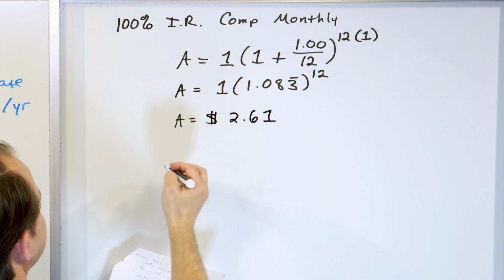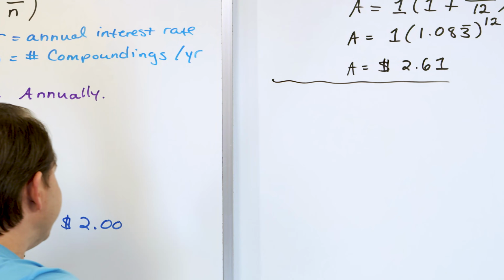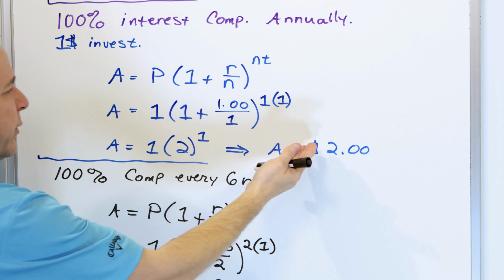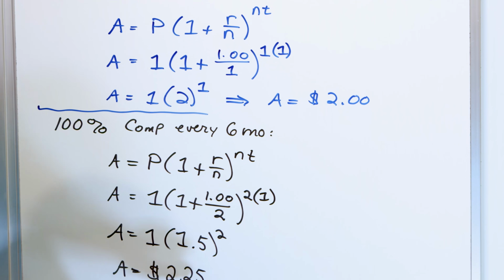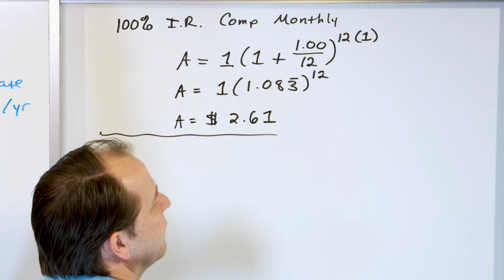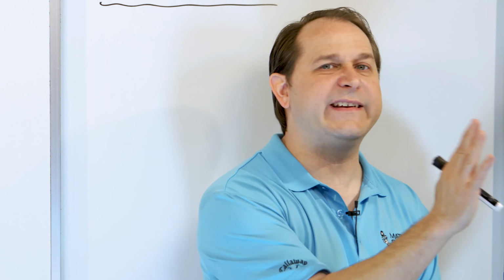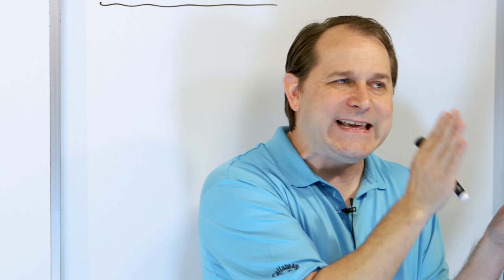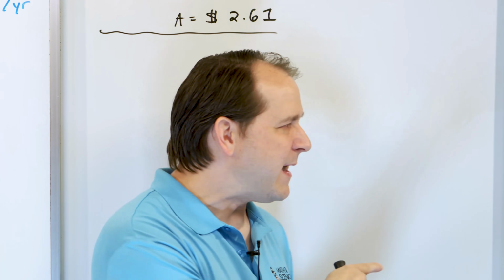$2.61. So notice when I compounded annually just 1 time a year, I got $2. When I did it every 6 months, I got $2.25. And whenever I do it every month, that's $2.61. So people like Euler wondered, what would happen if I compounded even more often? What if instead of compounding monthly or something like that, or even weekly, let's go and compound it daily. So I take that 100% annual interest rate and I chop it into 365 little tiny interest rates, and I give that to you every day. Would I make more money than this or not?